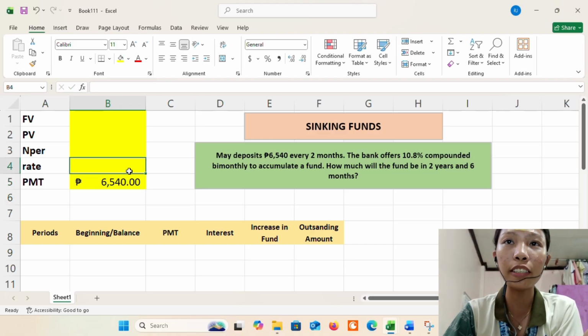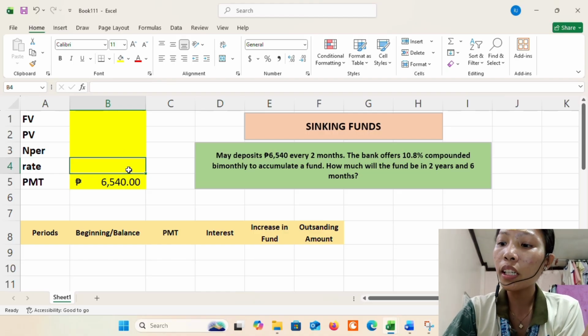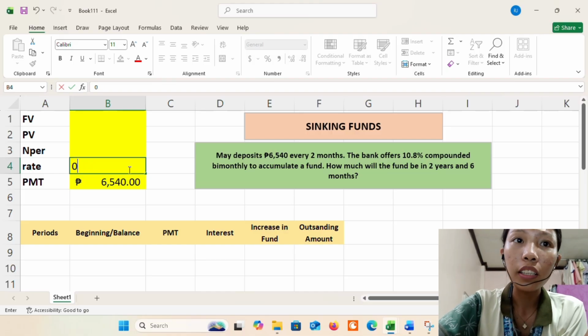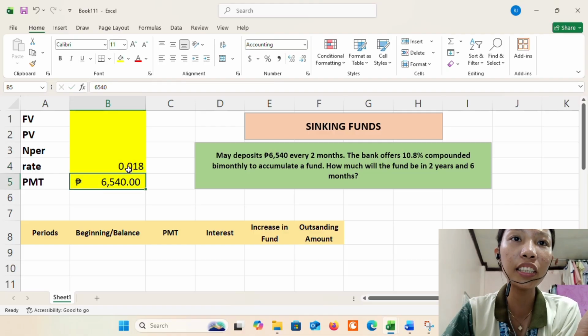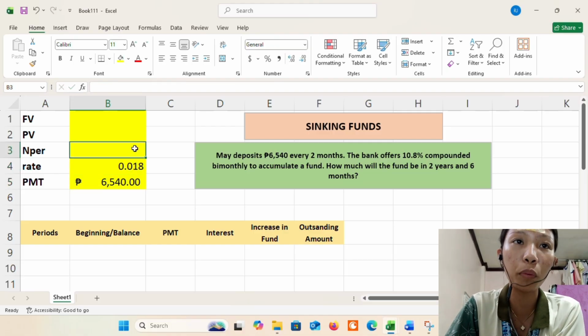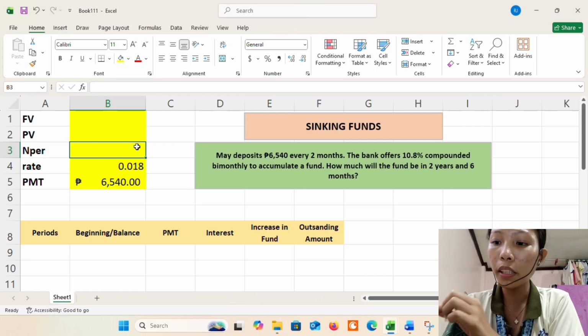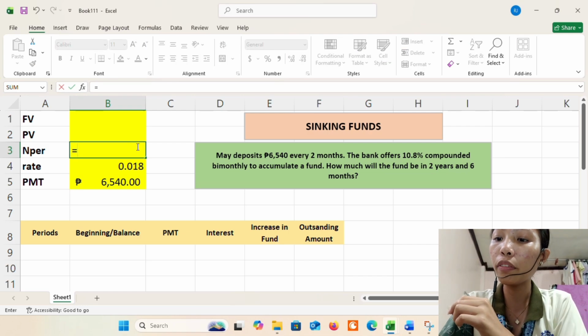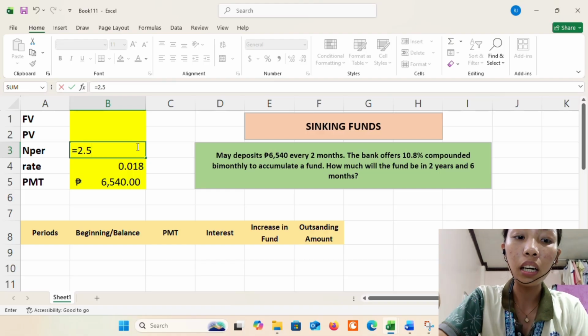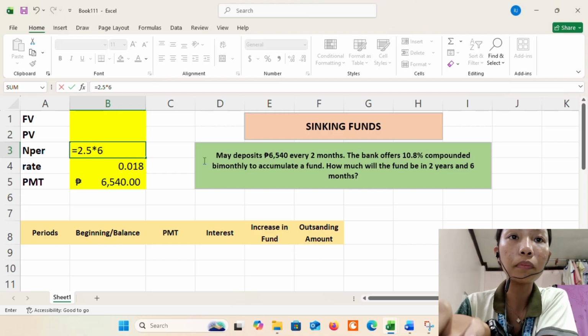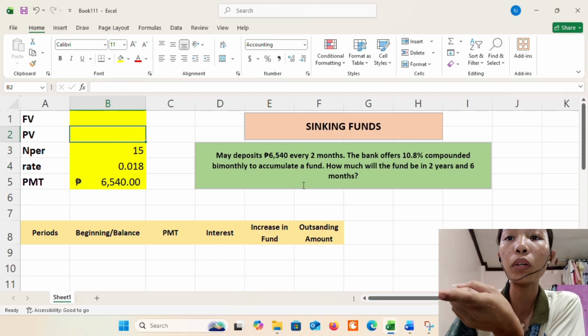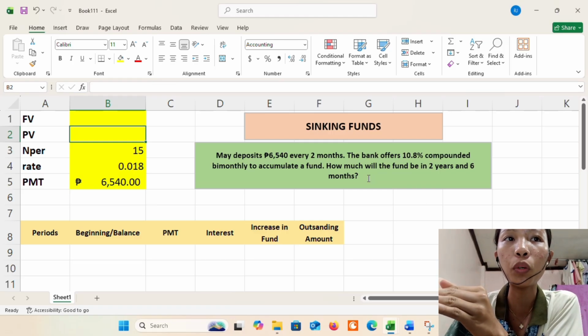So the rate here refers to the interest rate, wherein we're going to divide the nominal rate by our conversion period. So 0.108 divided by 6. So our interest rate is 0.018, or equivalent to 1.8%. And to solve for our NPER, we're going to multiply our term by our conversion period. So 2.5 times 6, because it's our conversion period. So 15. So what we're looking for in our problem is the future value. So we're gonna solve for the FV.